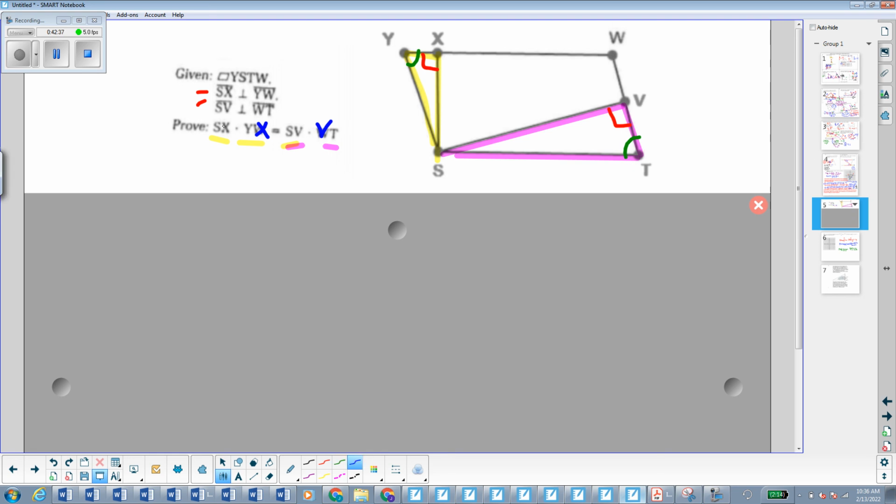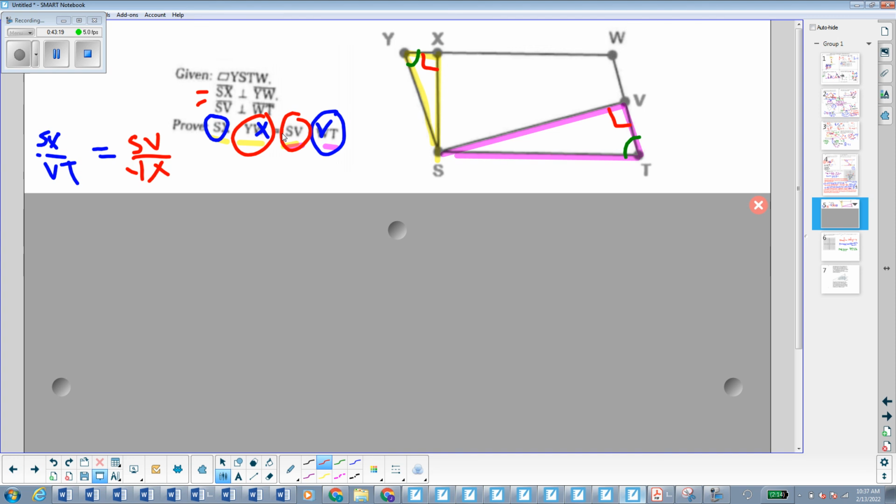So an easy way to do that is start with SX. That's one of the extremes, and I'm going to divide it by the other extreme, VT. And then I'm just going to take one of the means, SV, and divide it by the other mean, YX. And that should give us a valid proportion, but we should double check it by cross multiplication. First, let me just circle. So those were the extremes that we divided. And these were the means that we divided to make our proportion. Remember, the extremes are the outer terms, and the means are the inner terms in the product.